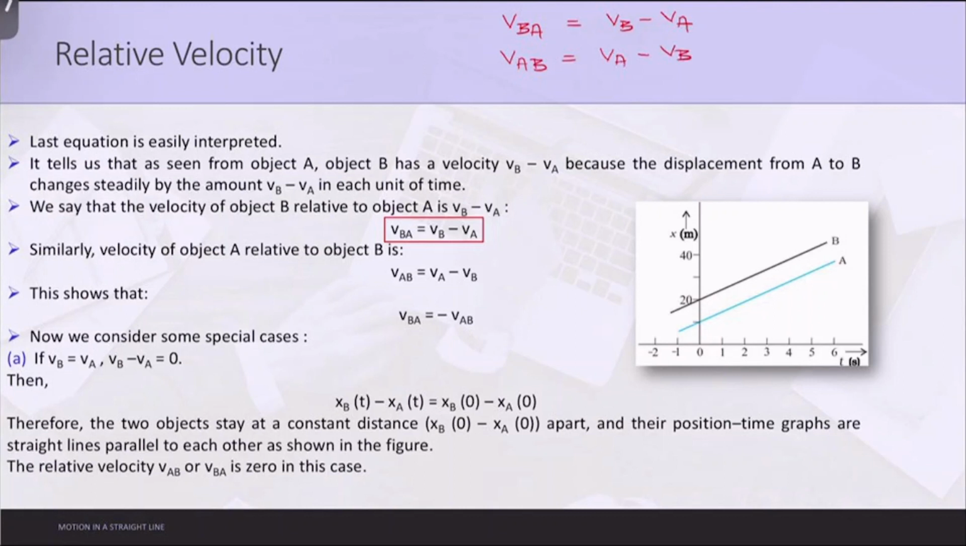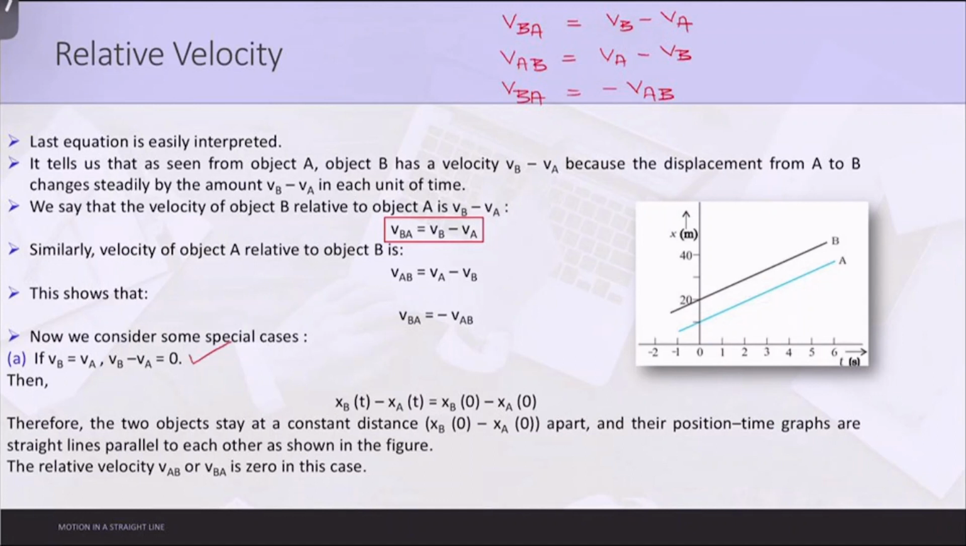What does this show? Simple, it's just mathematical formulation. So VBA is nothing but equal to minus VAB. Now let us consider some special cases. Let us take the first case. What is the first case here? We are taking the first case, that is VB is equal to VA.